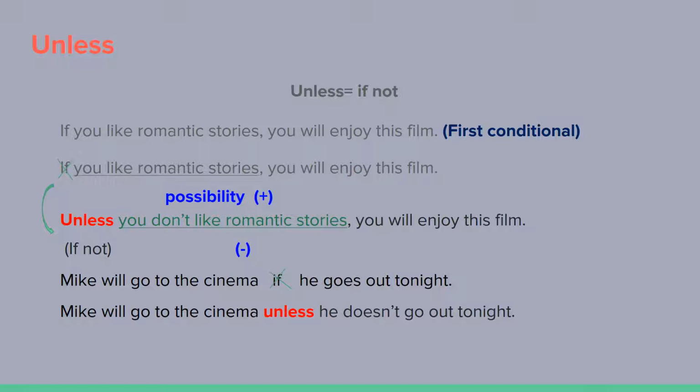Now I want to write the sentence using unless, but I want to keep the meaning the same. So there are two things I need to change. Number one, replace if with unless. Number two, change the structure of the situation sentence. If the situation sentence is a positive sentence, I make it negative. If it's negative, I change it to positive. So we make the sentence as Mike will go to the cinema unless he doesn't go out tonight.